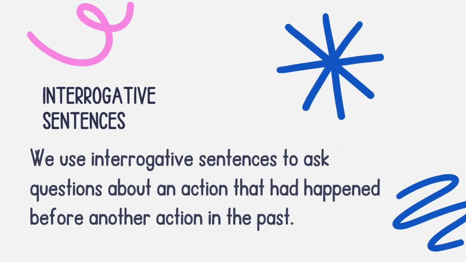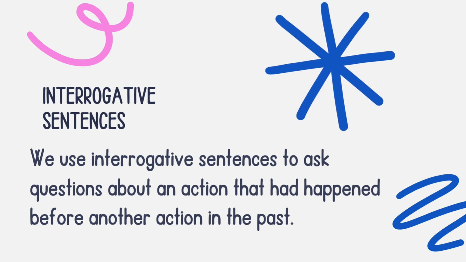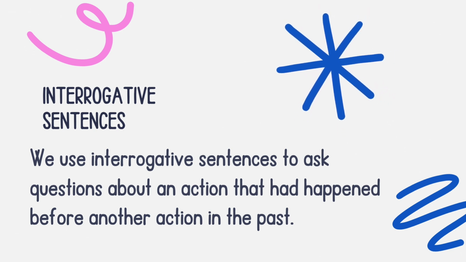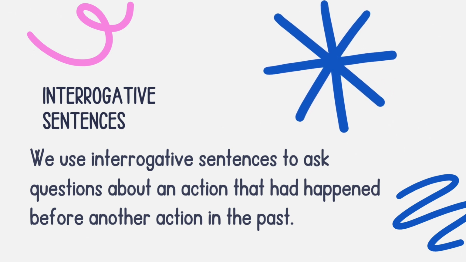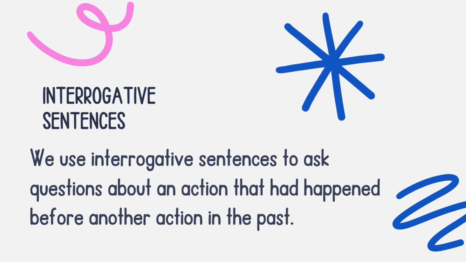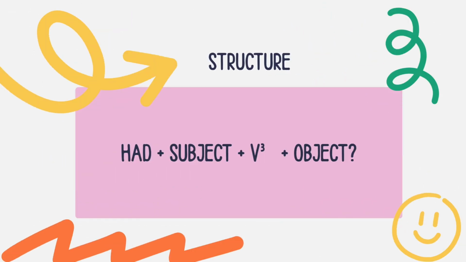Interrogative sentences. We use interrogative sentences to ask questions about an action that had happened before another action in the past. Structure: had plus subject plus verb's third form with object and question mark.